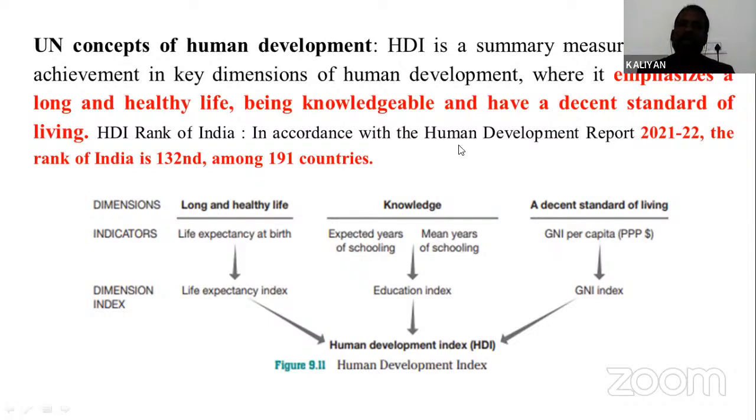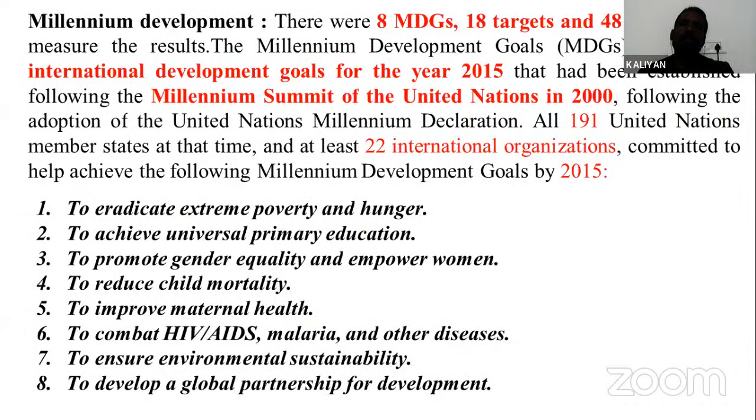So this question will be important. India's rank in the HDI is 132 in 2021-22 among 191 countries. So this is important: India's rank is 132 in the HDI. Next is the Millennium Development.